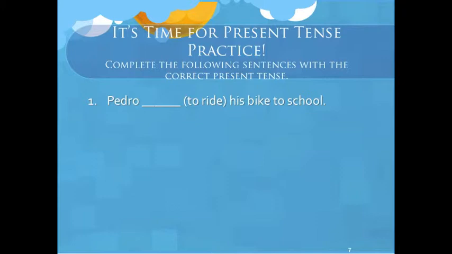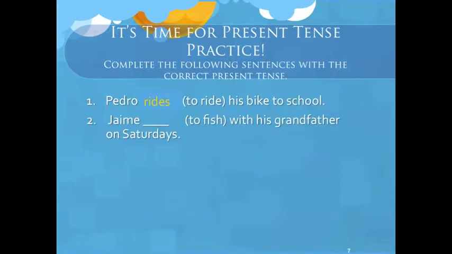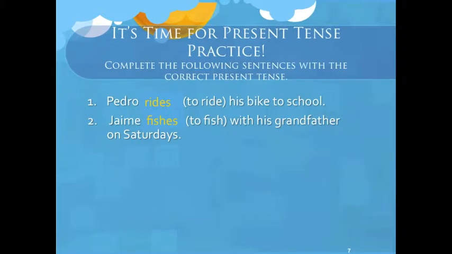It is rides with an S because Pedro is a he. So Pedro rides. That's right. Well, good. Let's go to number 2. Jaime to fish with his grandfather on Saturdays. Jaime's he, so that's he, she, it that has to end with an S. That's right. So it's Jaime fishes. Very good. And he fishes with his grandfather on Saturdays.